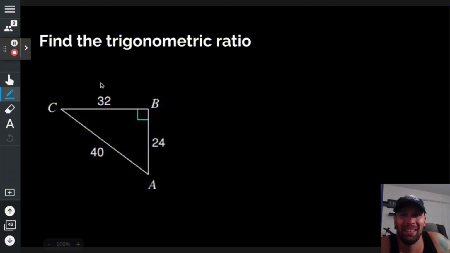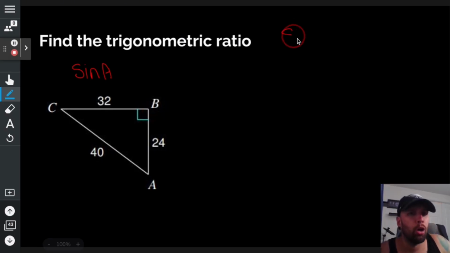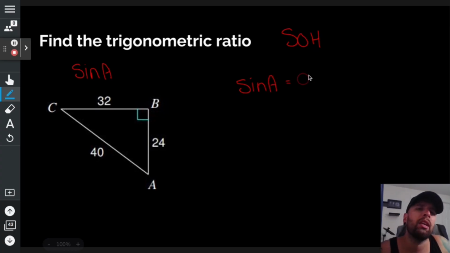I didn't have anything. Let's do sine A. Okay. Sine A. So, SOH CAH TOA, so SOH. The SO part stands for the sine of my A is going to equal the opposite over the hypotenuse. The opposite over the hypotenuse.